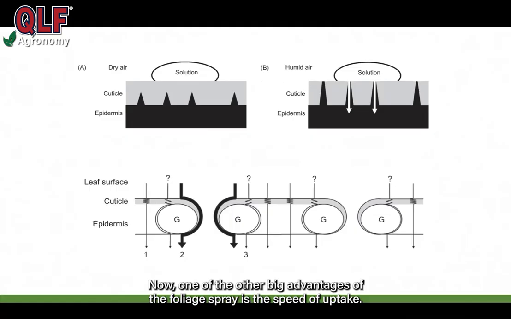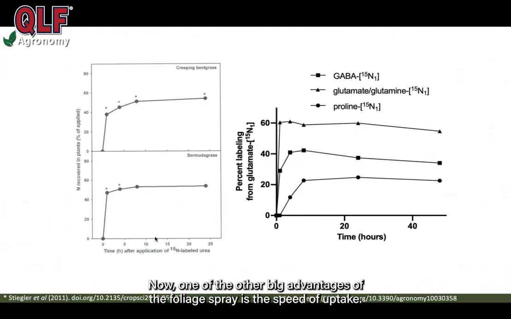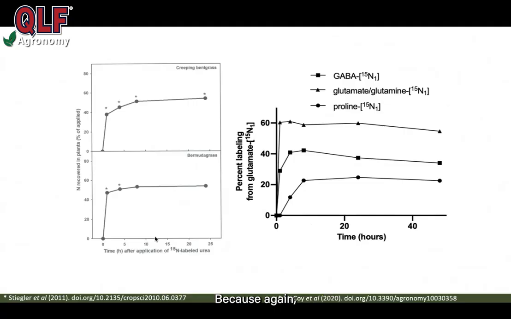Now, one of the other big advantages of the foliar spray is the speed of uptake. And this is one of the mechanisms which enhances the efficiency of those applications. Because again, the speed of uptake means the quicker you get the nutrient into the plant, the quicker your job is done. The quicker the nutrient is lying around in the environment where it potentially could be lost, locked up, etc. So here are two examples demonstrating the speed of uptake with urea and amino acids.